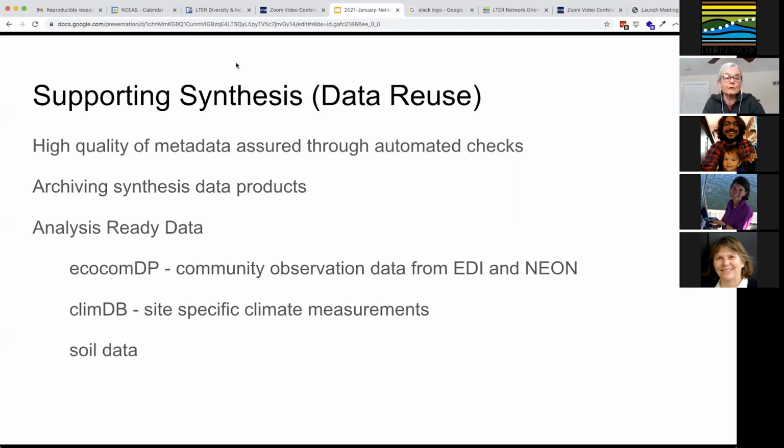Currently, we're working on ClimeDB, which was the LTR product for a long time, and we're trying to move that into a different format. And soil data is sort of way out on the horizon, but that may be the next project. As you probably have noticed, there are synthesis working groups in LTR that are using soil data.